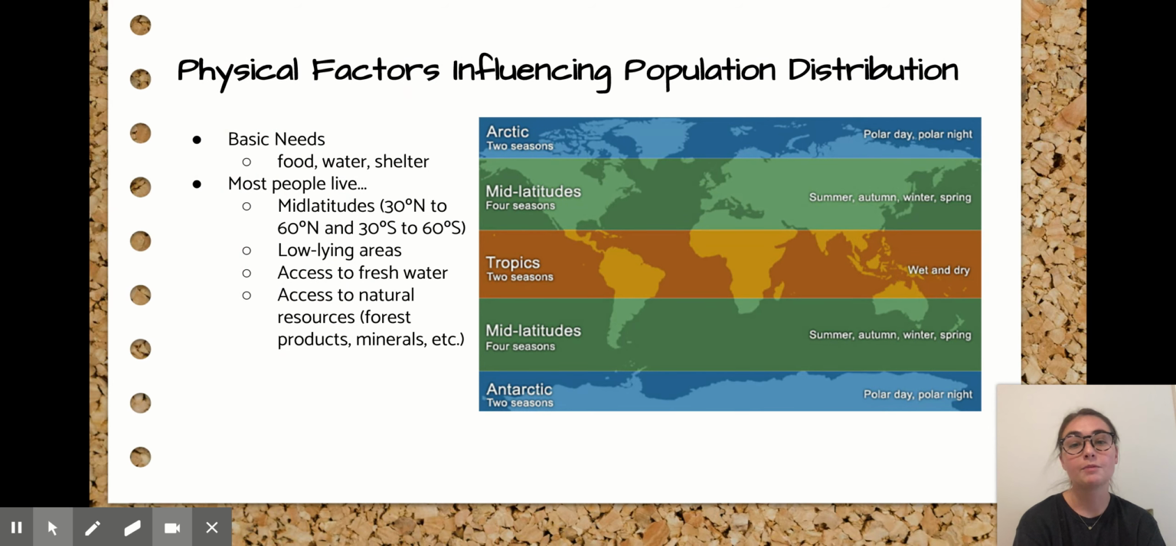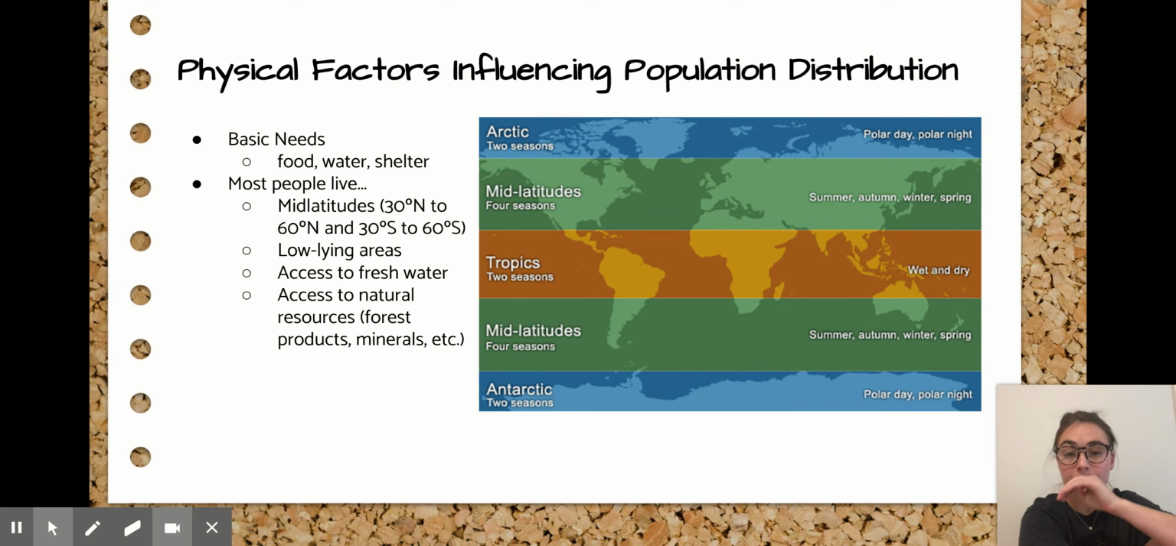So, the physical factors influencing population distribution. First of all, you have to have your basic needs, your food, water, shelter. So obviously, you are going to live where you can get those things. And obviously, hundreds of years ago, thousands of years ago, when people are settling, those become like the main reasons people are settling. But those are some of the physical factors. You need food, water, and shelter. But you also want a good climate.